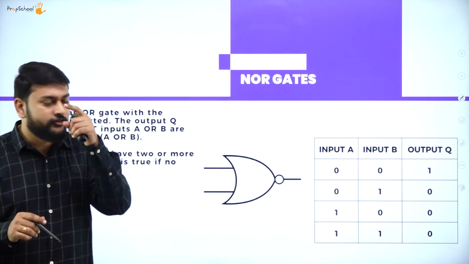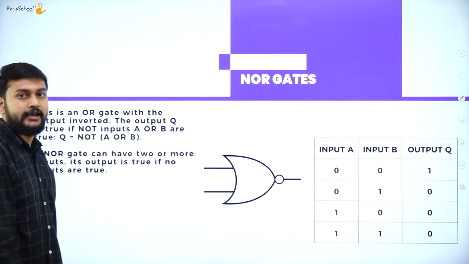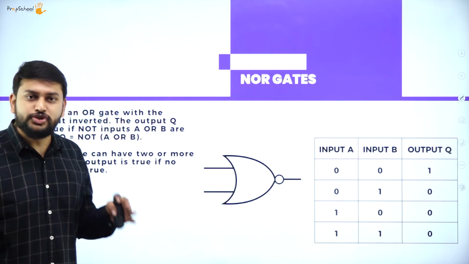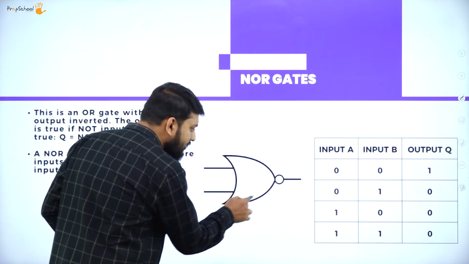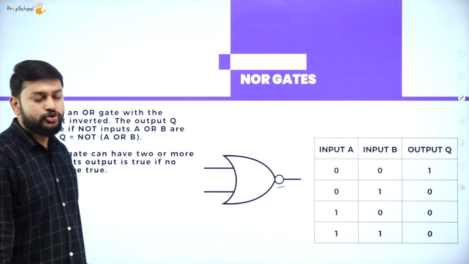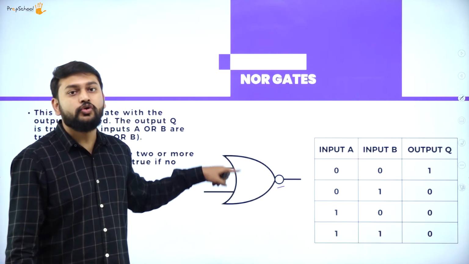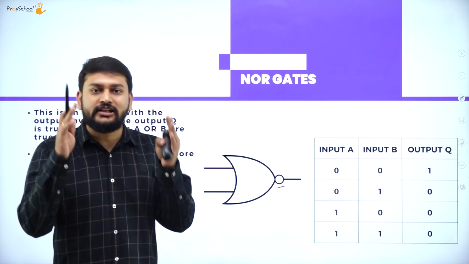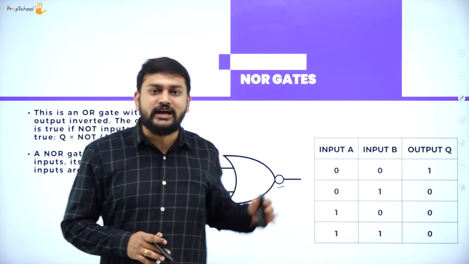In that, the first one that I have is the NOR gate. So what is a NOR gate? Basically, you will not do any changes. You will write the OR gate symbol, but you will add the NOT symbol at the end. This converts the OR into NOR. The complement of the OR gate is nothing but the NOR gate. Fine, let's understand this.